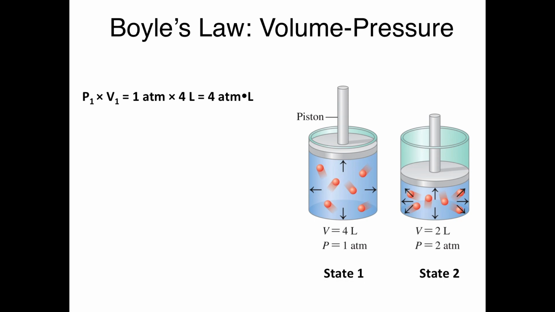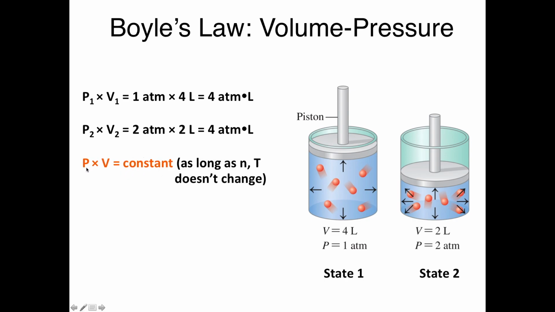If we take a look at this from a math perspective, we can try to see how they relate. If we took pressure and volume at state 1 and multiplied them, we would get a certain value. In this case, it was 4 atmospheres liter as the unit. And again, if we took state 2, taking the pressure and the volume and multiplying them together in the same way, we would get 4 atmospheres liter. What do you notice, right? It's the same number. So from that, we say that anytime you take pressure and multiply it by the volume, you will get the same number. In this case, we call it a constant.